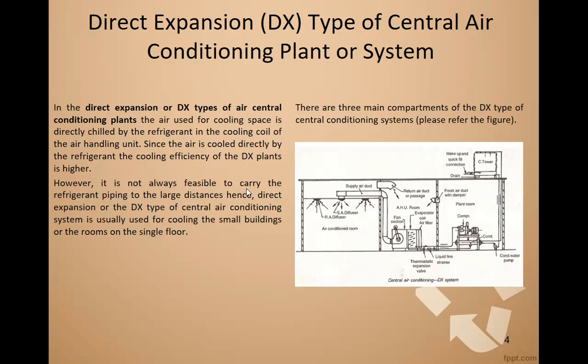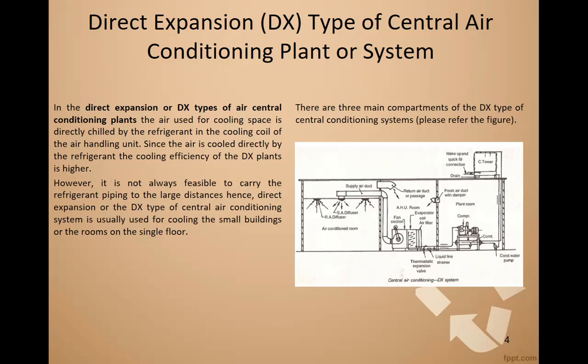However, it is not always feasible to carry the refrigerant piping over large distances. Hence, the direct expansion or DX type of central air conditioning system is usually used for cooling small buildings or rooms on a single floor. For large buildings, you use chilled water, because the refrigerant is a gas, so the distance cannot be too far. Chilled water can be piped over longer distances.